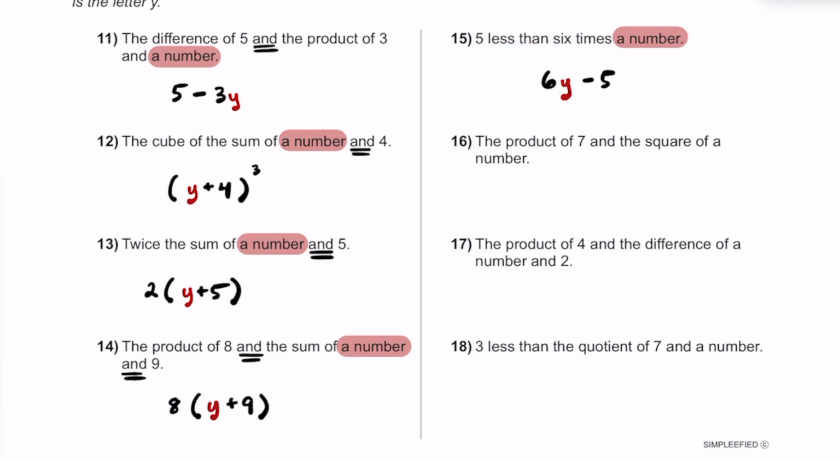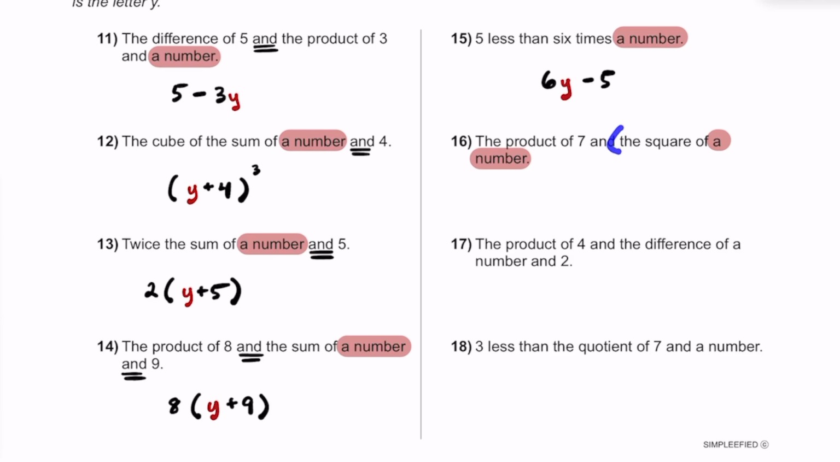In number 16, we have the product of 7 and the square of a number. So let's see, product means we are multiplying. What are we multiplying? Well, it's going to be 7 and then we have the square of a number. So that's raising something to the second power there, right? So let's go ahead and see here. We have a number, which is going to be y. And we're going to go ahead and just square that first, right?